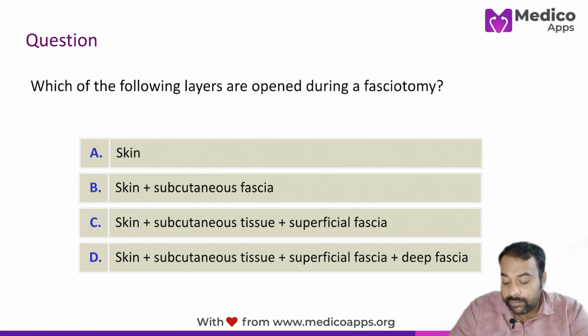Our next question is, which of the following layers are open during the fasciotomy? Option A is skin, option B, skin with the subcutaneous fascia, option C, skin, subcutaneous tissue, superficial fascia, option D, skin, subcutaneous tissue, superficial fascia, and the deep fascia. Okay, let's see a few things regarding the fasciotomy, right?